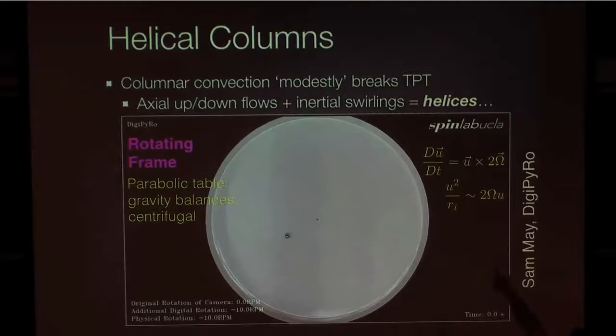It's balanced by Coriolis. And so if we just solve for that radius, you see the radius goes as U over 2 omega. So we measure the velocity in the rotating frame. Nothing else is going on in this system. It has to be a circle. And so that circle radius is fixed.